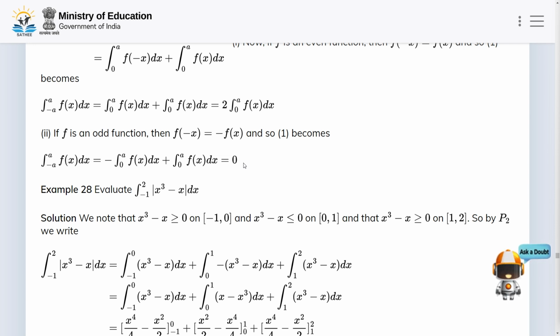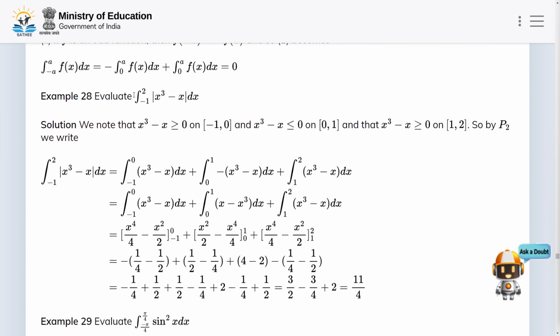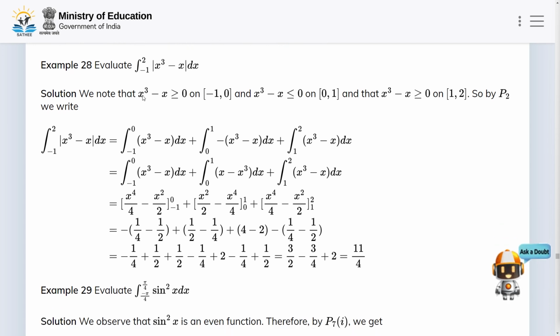Okay, let's now use them. Evaluate the definite integral from minus 1 to 2 of the modulus of x cube minus x dx. Now we know x cube minus x is greater than or equal to 0 on the closed interval minus 1 to 0. It is non-positive on the closed interval 0 to 1, and it is non-negative on the closed interval 1 to 2.